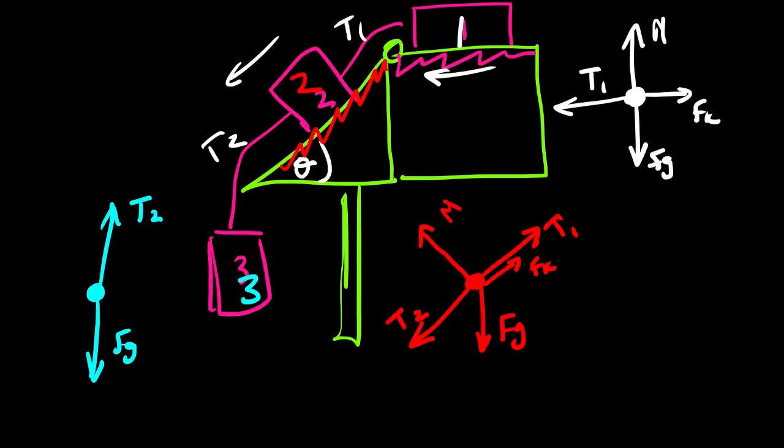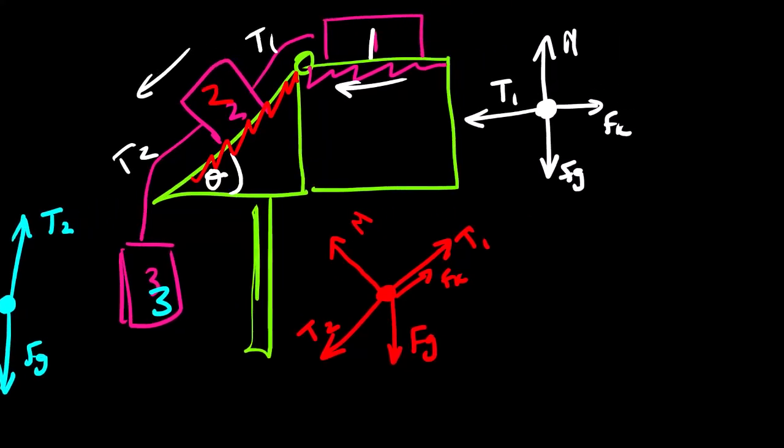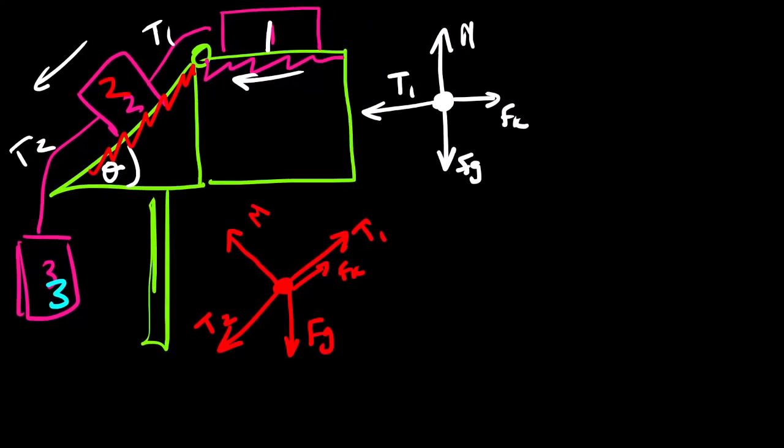Now the equation of our first object, which is 1, we are just going to look at the displacement of the object and look at the forces which do work. So the displacement of the object is moving to the right, then we are going to take this direction as positive. So we are going to have T1 minus FK equals MA. That's what we have.